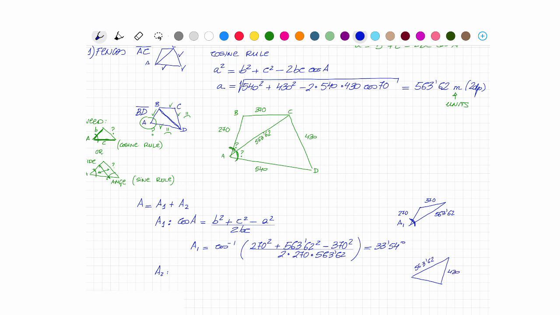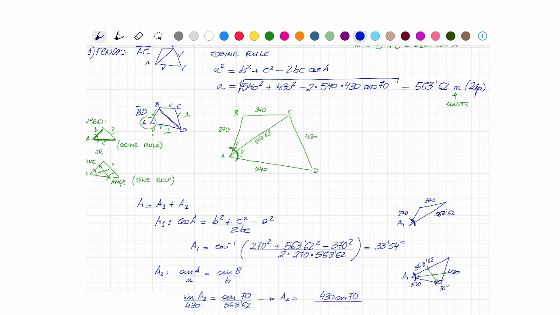Same deal with A2, which is in this triangle here that I'm labeling quickly, so we know what we have. And there is a pair of side and angle here, and I know the opposite side to the angle I'm looking for, so I'm going to use the sine rule, because remember I need 3 different methods at least, and I haven't used that one yet. Same as before, because I haven't used the formula, I copied sine of A over a equals sine of B over b, and then substitute. Sine of A2, which is what I'm searching, over 430 equals sine of 70 over 563.62, and then I rearrange.